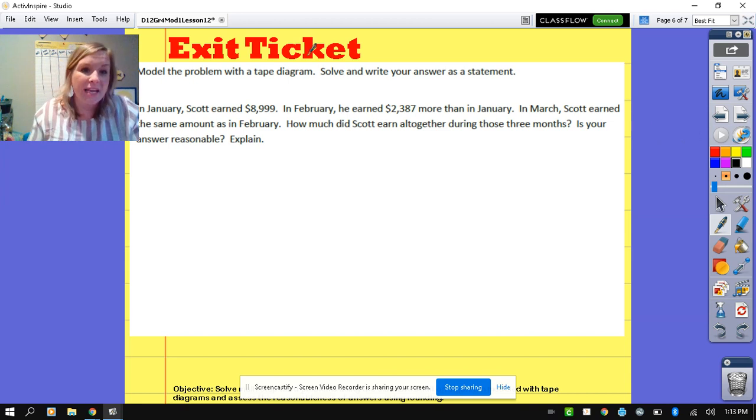Okay, now the next part is all on you guys. On your exit ticket, model the problem with a tape diagram, solve, and then make sure you write your answer as a statement. So make sure you go through the entire process, reading the question carefully, because these all are multi-step. Draw it out with your tape diagrams and write it as a statement at the end.